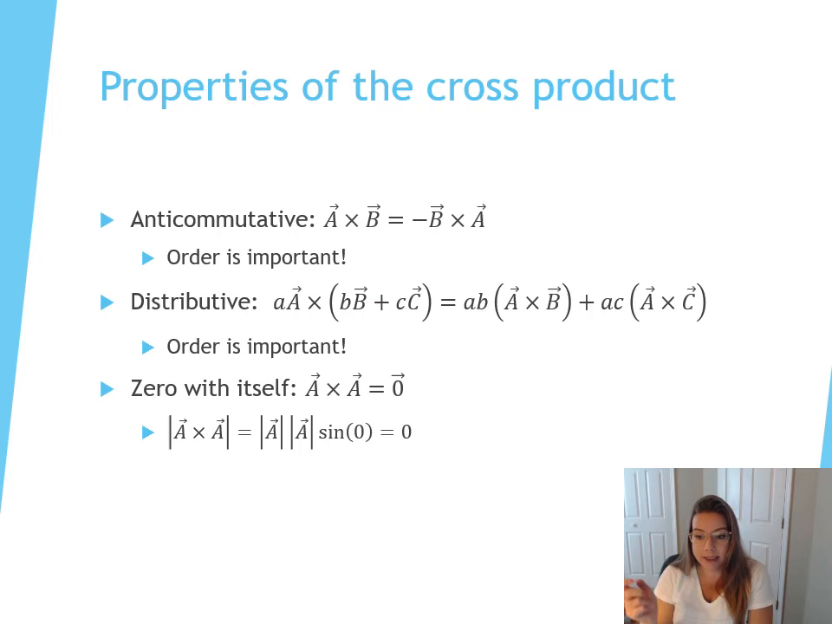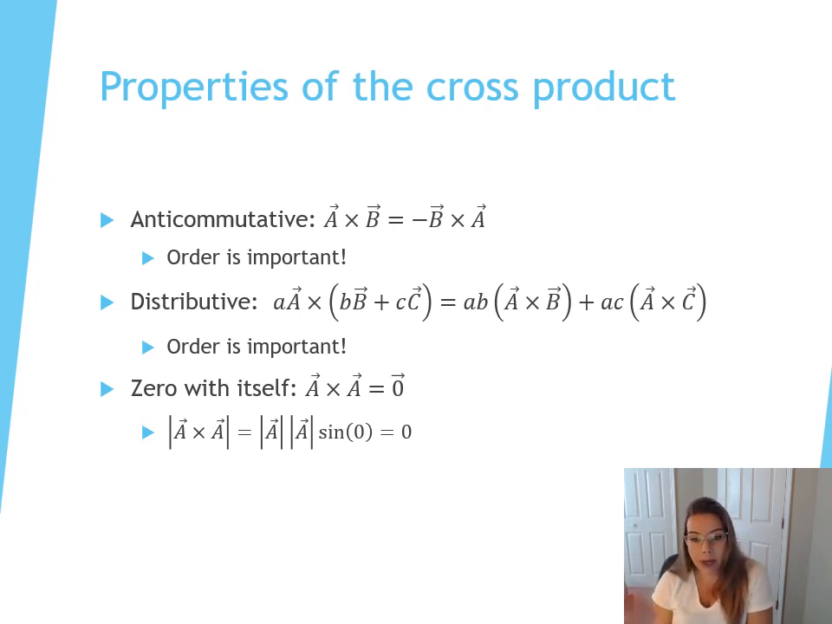So if I was going to summarize the important properties of the cross product here, this very first one is what we just saw. It's called anti-commutativity. That means that A crossed with B is the exact opposite of B crossed with A. So the order of the vectors within the cross product is important. It will change your answer. It'll change the direction of your answer. They're exactly opposite to each other.